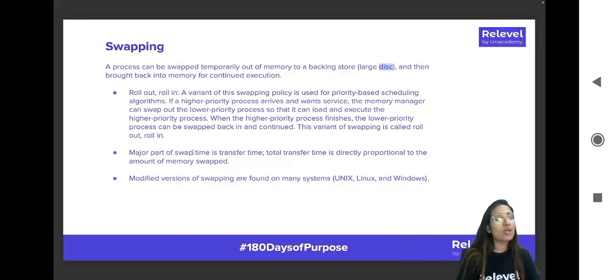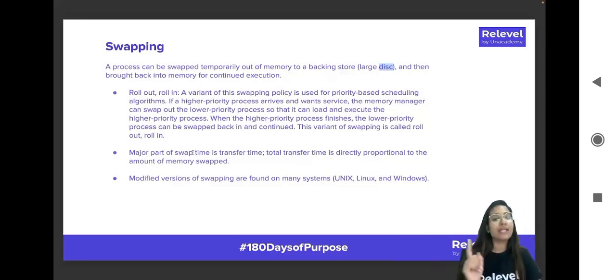There is one more thing, which is roll out and roll in. This is a variant, another variation of the swapping policy, that is used for priority based scheduling algorithms. If you have not learned about priority based scheduling, I would recommend watching those videos as well. During process scheduling, there is one of the scheduling algorithms known as priority based scheduling: because there are a lot of processes in the main memory all trying to get executed, in a priority based technique every process has some priority assigned to it, and the processes with higher priority are allowed to execute first.